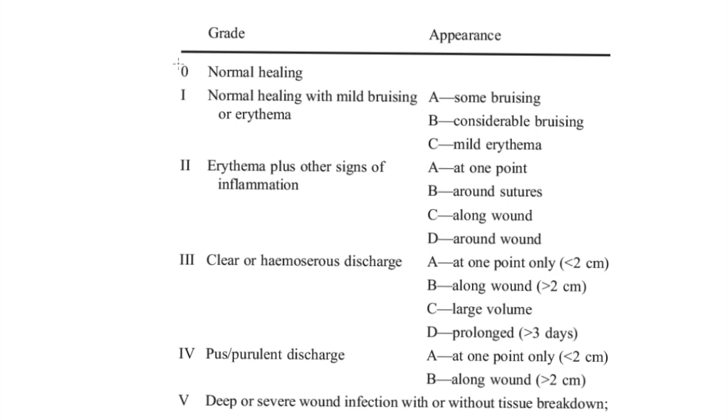So 0 is normal healing, 1 is normal healing with mild bruising or erythema, 2 is when there is significant erythema with signs of inflammation, 3 is when there is discharge, clear or serosanguinous or hemoserous discharge, 4 is with pus or purulent discharge, and 5 means deep severe infection with or without tissue breakdown. Everything is further divided into A, B, C, and you can see the subdivisions here. It's kind of intimidating, so let me break this down for you. Let us start with the first part.